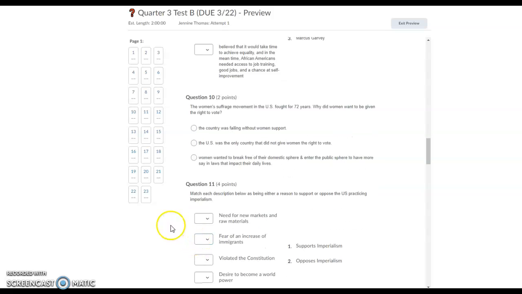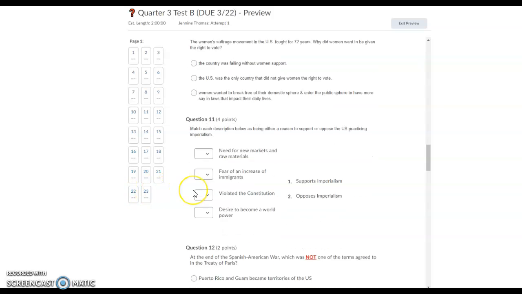Question number 10. The women's suffrage movement in the U.S. fought for 72 years. Why did women want to be given the right to vote? The country was failing without women's support. The U.S. was the only country that did not give women the right to vote. Women wanted to break free of their domestic sphere and enter the public sphere to have more say in laws that impacted their daily lives.